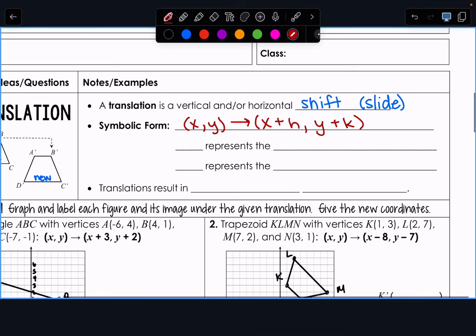When you plotted coordinates in your warm-up, X told you to move what direction? So like if I'm going to plot a coordinate X comma Y, X tells me to go which direction? Left or right. So that plus H, that's going to represent our horizontal shift, which is basically telling us we're either going to go right or we're going to go left.